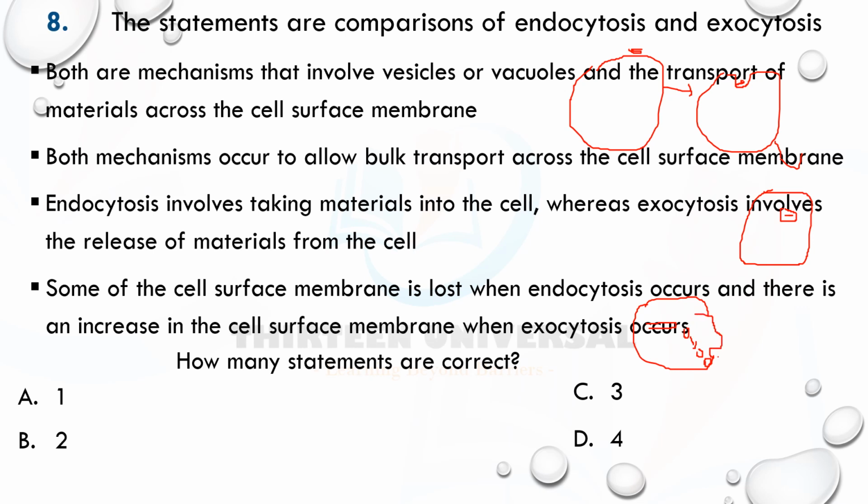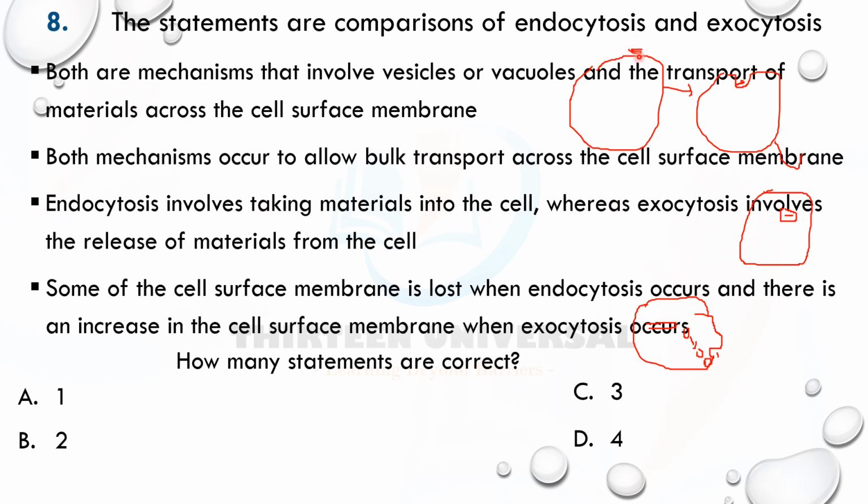All right, so you see that, guys, the first statement says they involve vesicles, or vacuole. Yeah, this one forms vesicles, this one also forms vesicles, they both involve it. Two says both mechanisms occur to allow bulk transport across the cell surface membrane. Yes, this is moving in bulky material across the surface membrane. This is moving out bulky material out of the cell, across the cell surface membrane. 2 is correct.